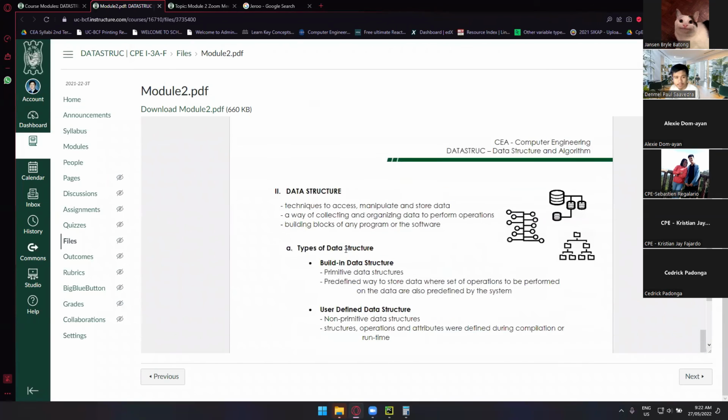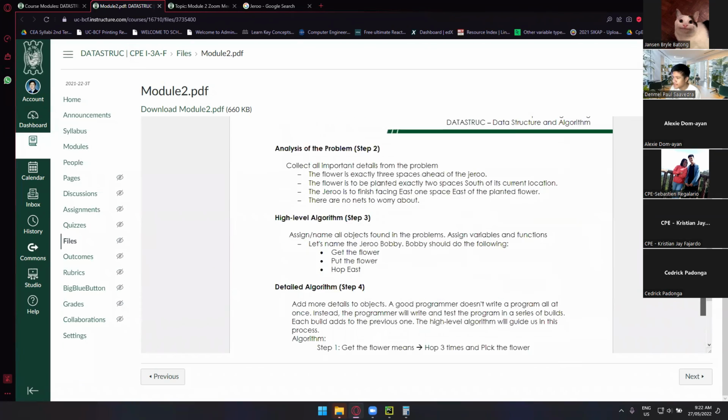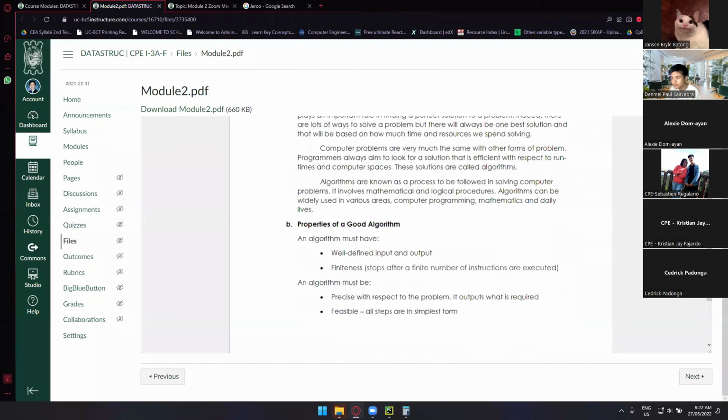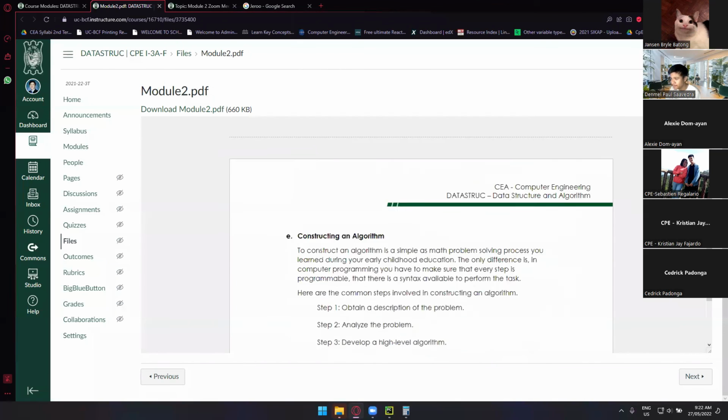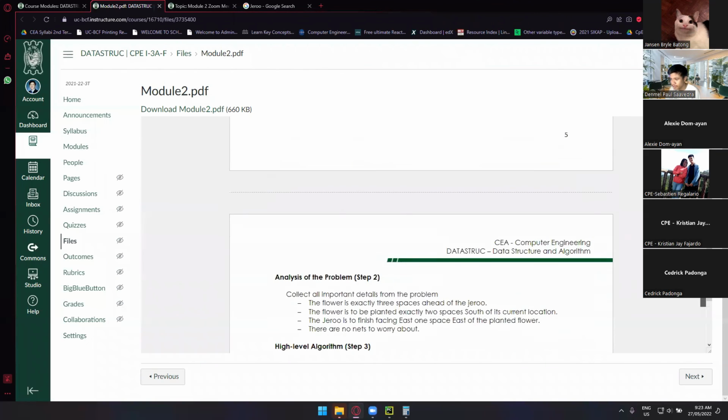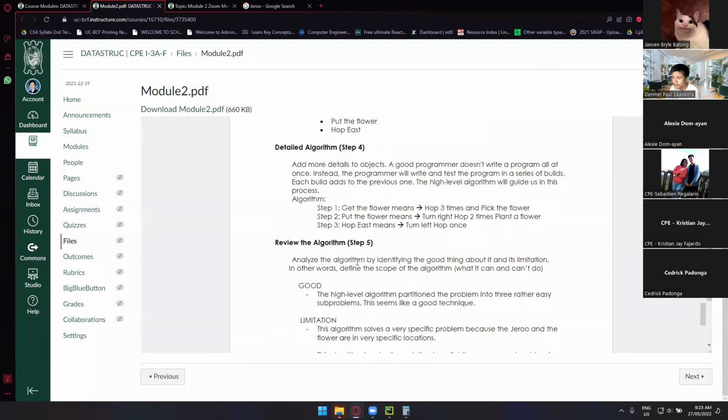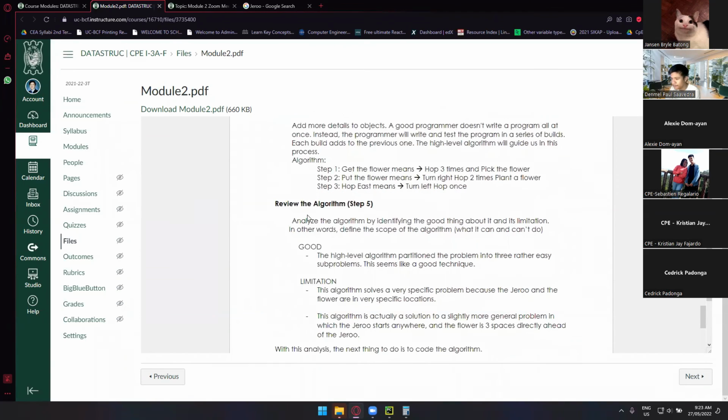Okay. So that's it for the first major topic, which is the algorithm. So any questions or clarification so far, from the start up to step 5? Questions? Okay, so I guess none.